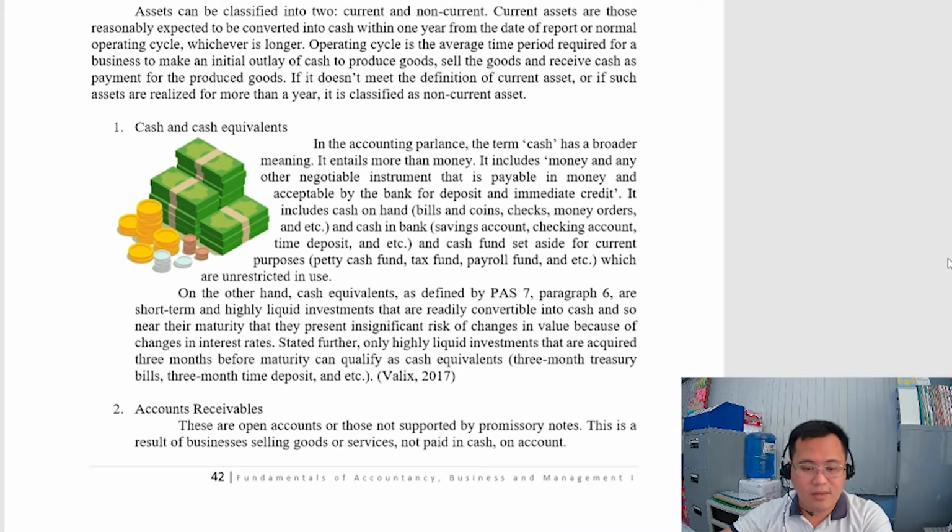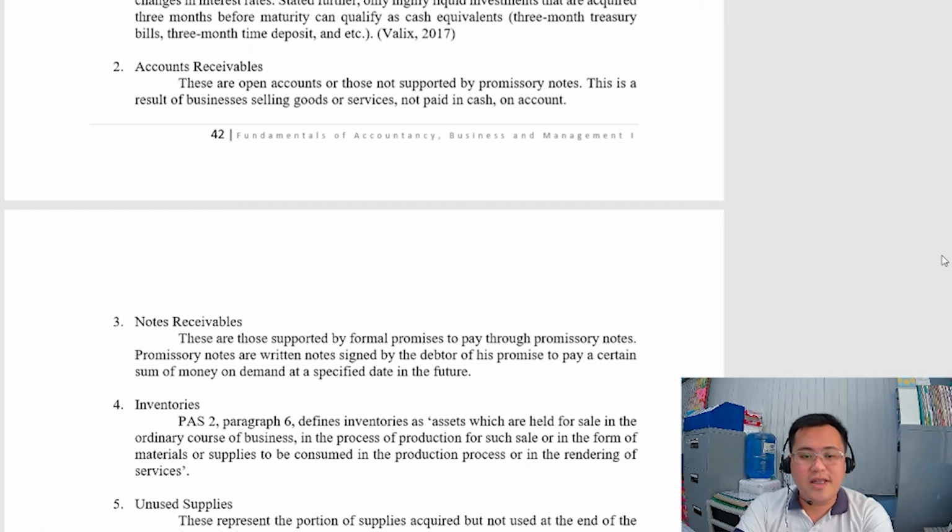To proceed, we have another example of assets. We have accounts receivable. So these are open accounts or those not supported by promissory notes. This is a result of businesses selling goods or services not paid in cash but on account. So one example for this is that you are the business owner and you have a client or a customer. And then he wanted to buy the product, however, he does not have cash. So instead, he wanted to buy it on credit.